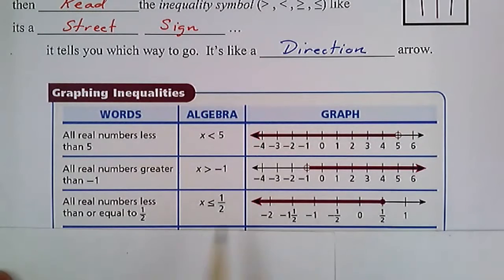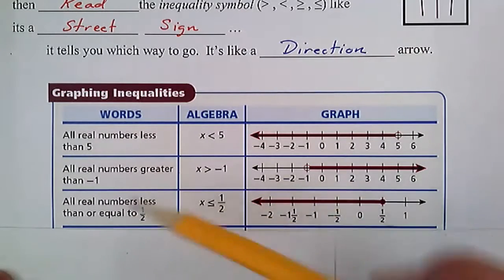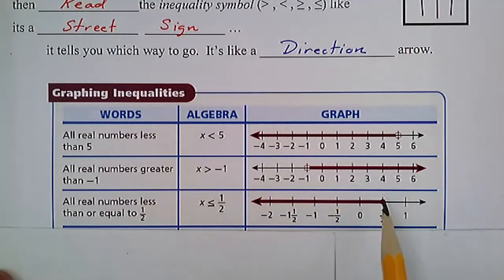We're shading in because we have the equal sign. We're going to start at 1/2, positive 1/2. And then what way does your street sign, your symbol, tell you to go? It's saying, hey, go to the left, right? So we're going to start here and draw our arrow going left.